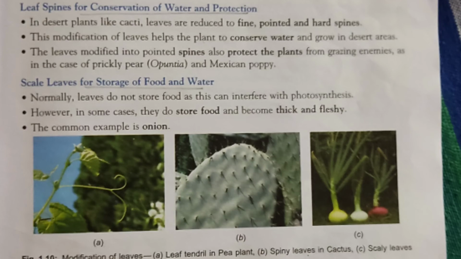Number 3, scale leaves for storage of food and water. Normally, leaves do not store water as this can interfere with photosynthesis. However, in some cases, they do store food and become thick and fleshy. The common example is onion.